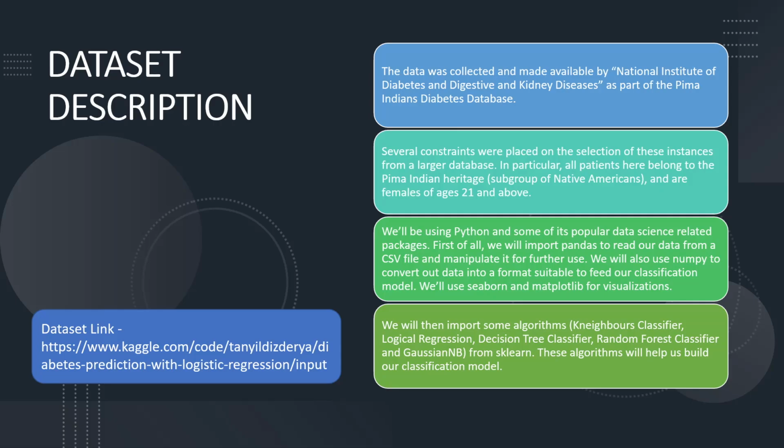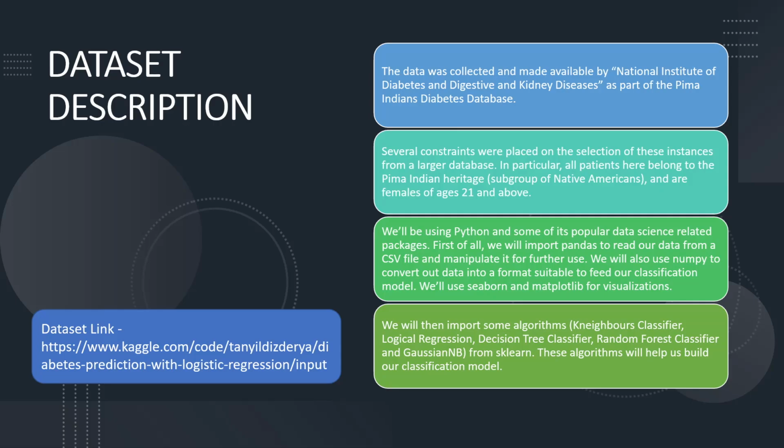So about this data set, which we took from Kaggle, this was collected and made available by National Institute of Diabetes and Digestive and Kidney Diseases as part of the PIMA Indians Diabetes Database. Several constraints were placed on these selections of these instances from a larger database.